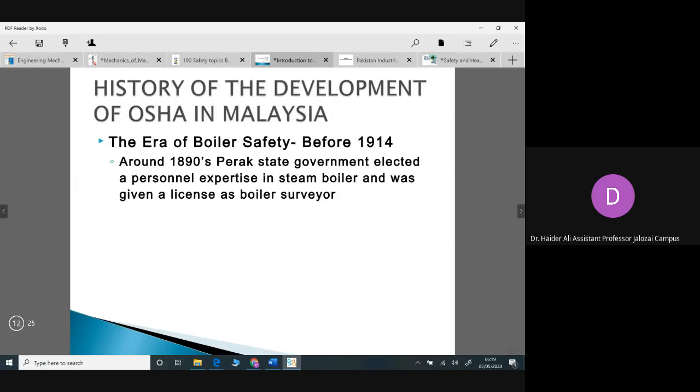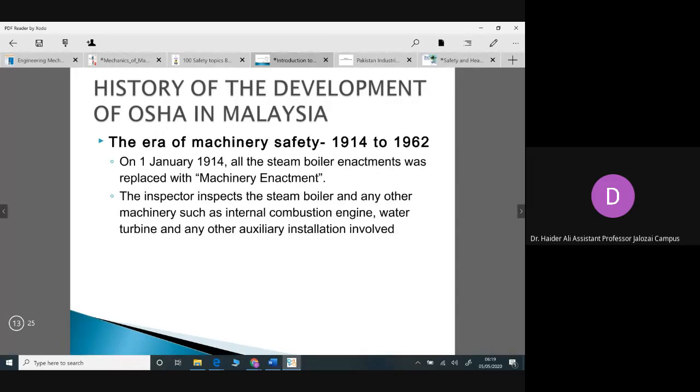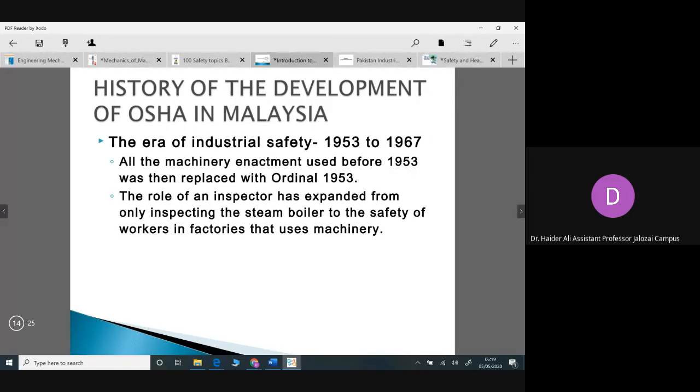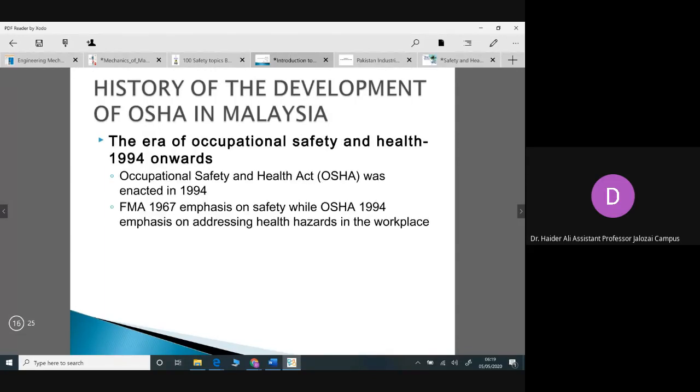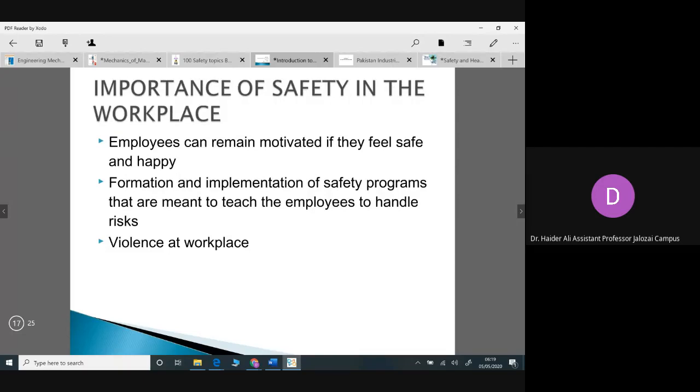Now, again, I will skip this slide because this is relevant to Malaysia, and we are not in Malaysia. I'm going to talk about Pakistan in another document that I have uploaded there.